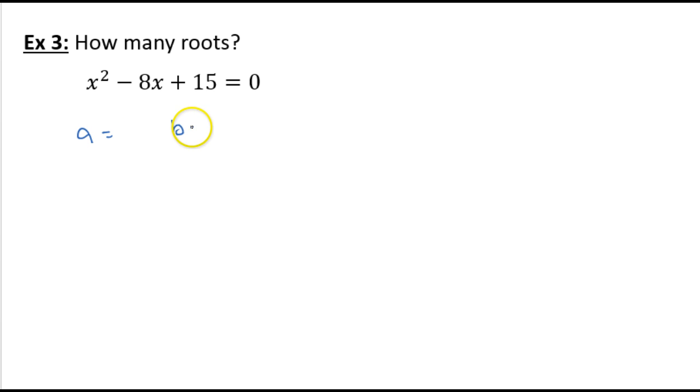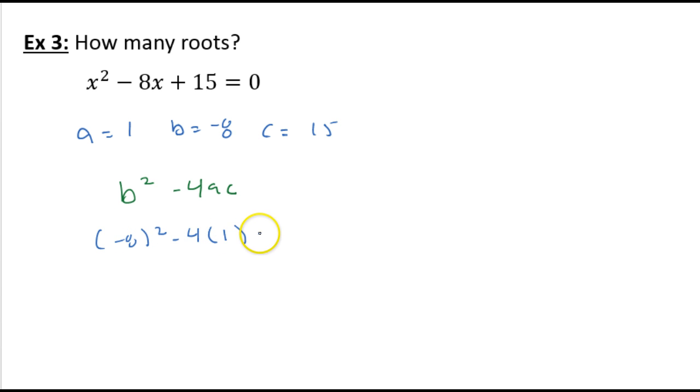We've got an A, a B, and a C: 1, -8, 15. We're going to plug into our discriminant. So we get negative 8 squared minus 4 times the quantity of 1 times the quantity of 15. We get 64 minus 60. This just gives me a positive 4, which means I get 2 roots.